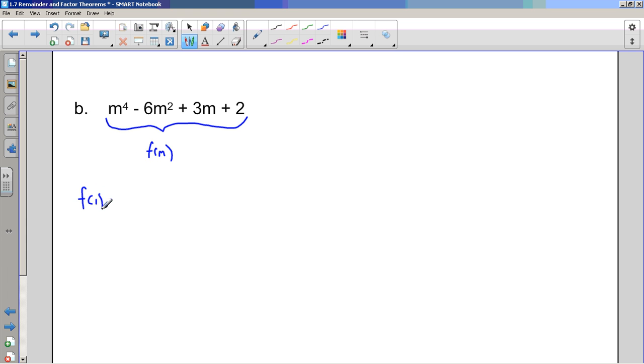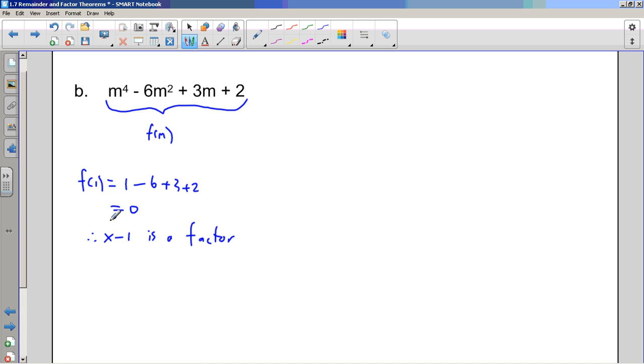F at 1 is 1 minus 6 plus 3 plus 2. That is 0. So therefore, m minus 1 is a factor. Right? And now, how do I get the rest of the factors? Well, I'm going to use long division. Oops. Not x, it's m. What am I doing? Doesn't matter. I guess you could have just changed those to x's. Notice that I'm going to have to put a placeholder in here because there's no m cubed term.